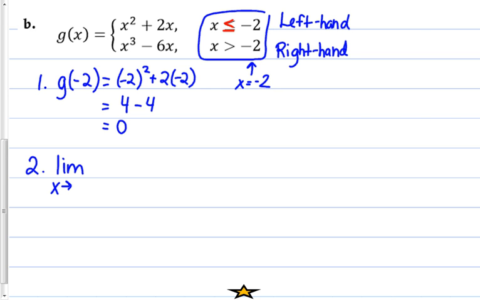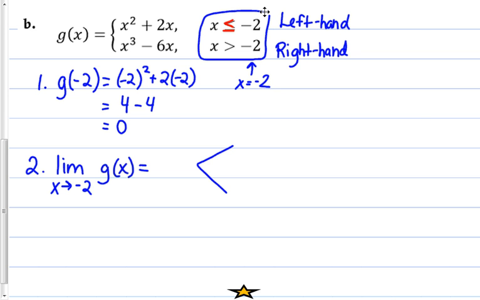The limit as x approaches negative 2 of g of x. So the limit means that I have to take the left hand and the right hand limit, and they must be equal. So let me go ahead and do that. I'll do it on the side here.